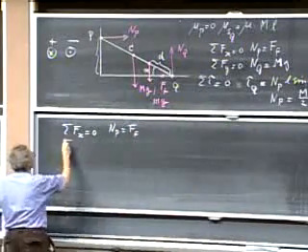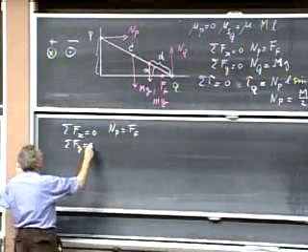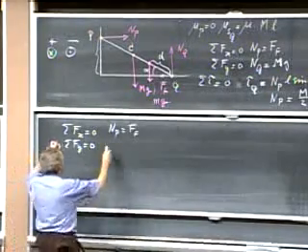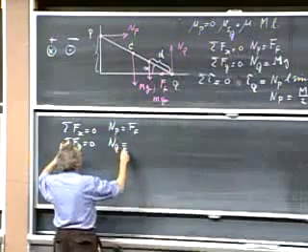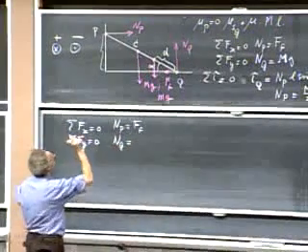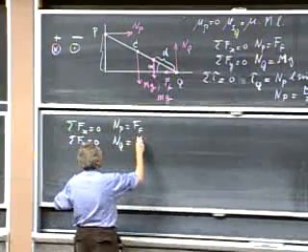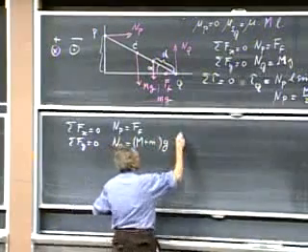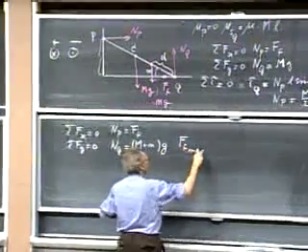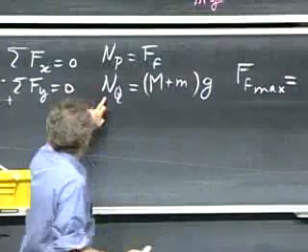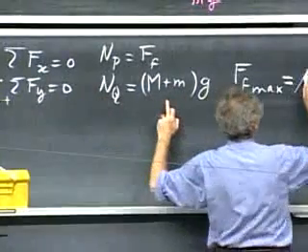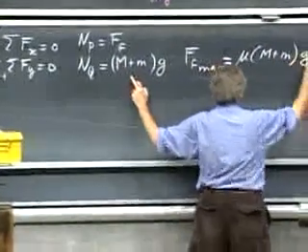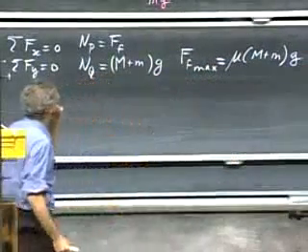Now the sum of all forces in the y direction has to be 0. Now there is a change. So now we have that N of Q must become larger, must be equal to capital M plus little m times g. So the maximum friction, which is mu times N of Q, now becomes mu times (M plus m) times g. So the maximum friction goes up.